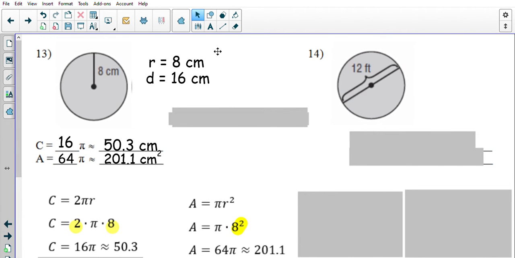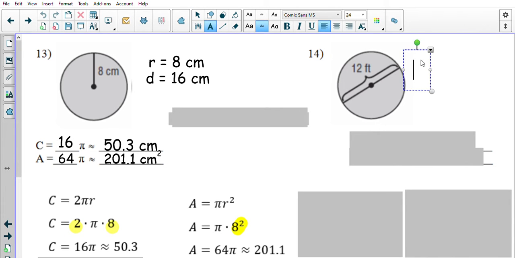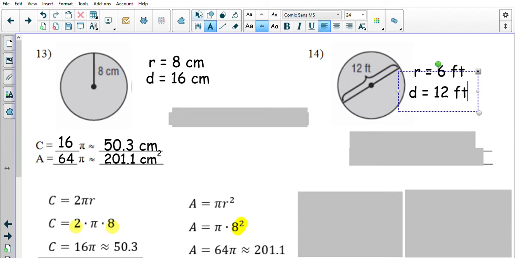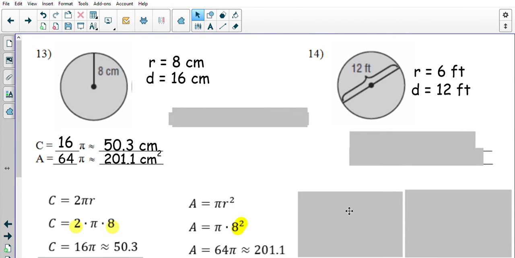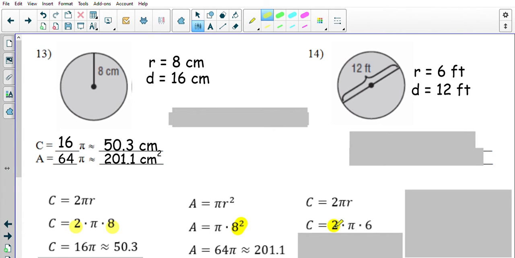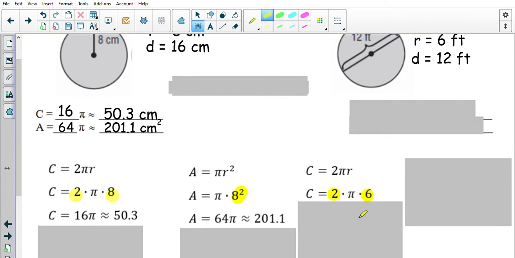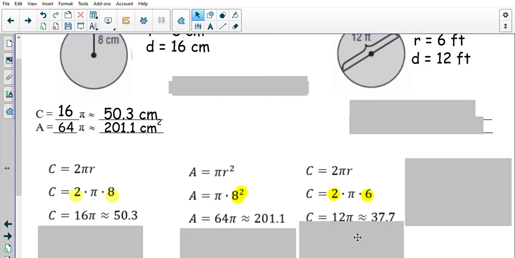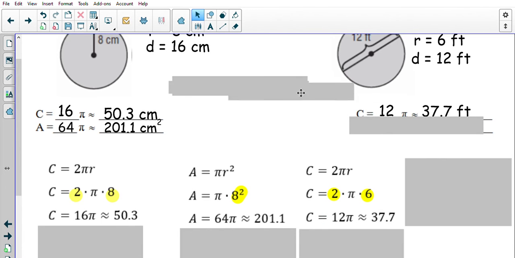All right, finally in question number 14, looks like I didn't type this in. The radius is going to be 6 feet since we're given a diameter of 12 feet. I'll type that in here. So when we go to do our circumference, we're going to do 2 pi r. So we're going to take 2 times pi times 6. 2 times 6, of course, is going to get us 12. So we end up with a circumference, let me slide this up a little bit, of 12 pi, which is about 37.7, in this case 37.7 feet.